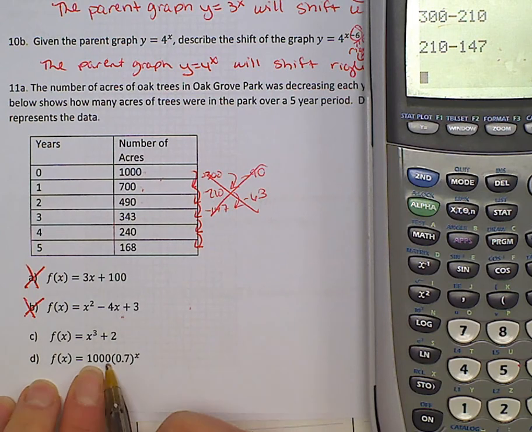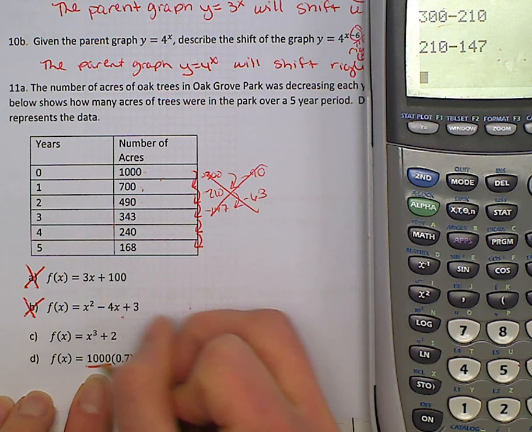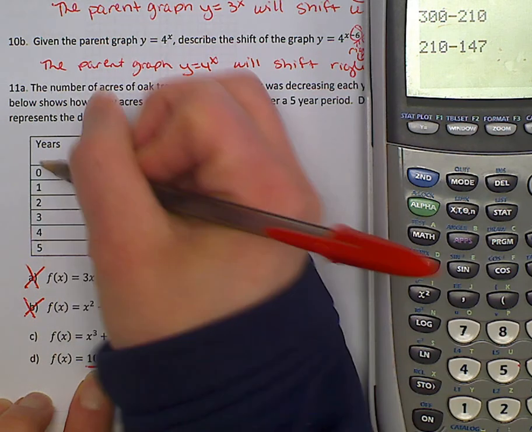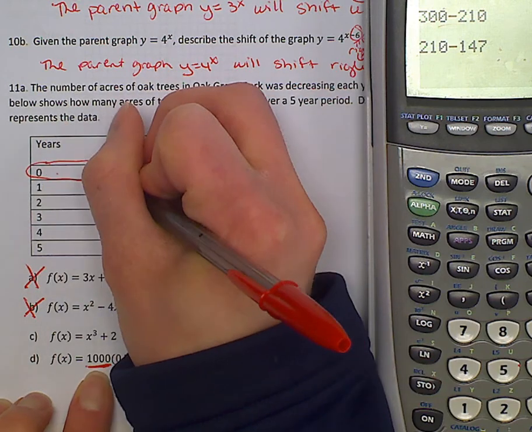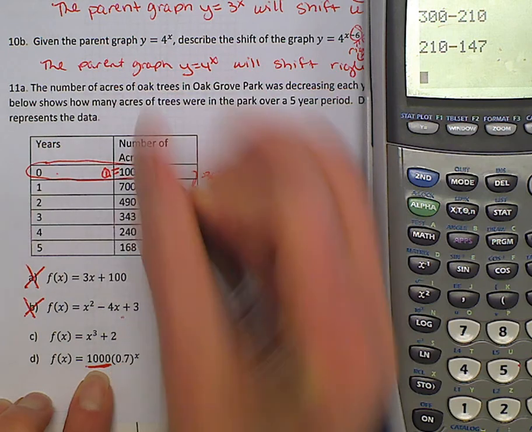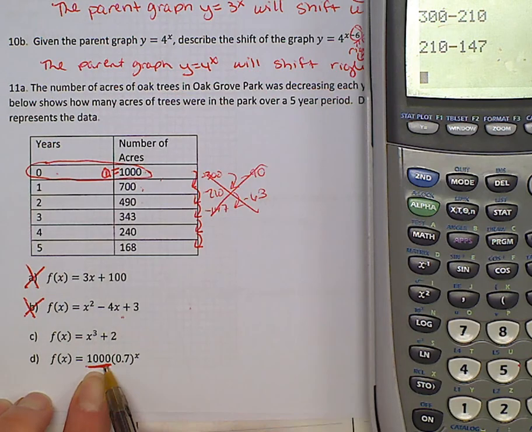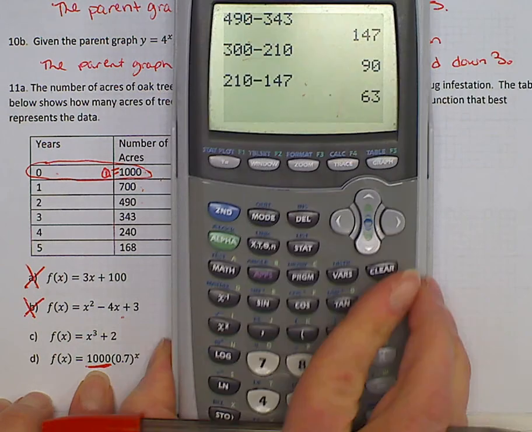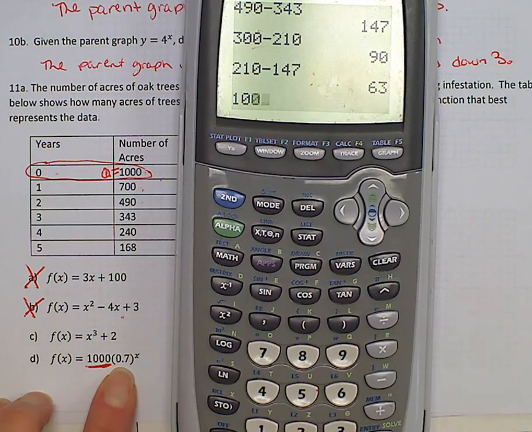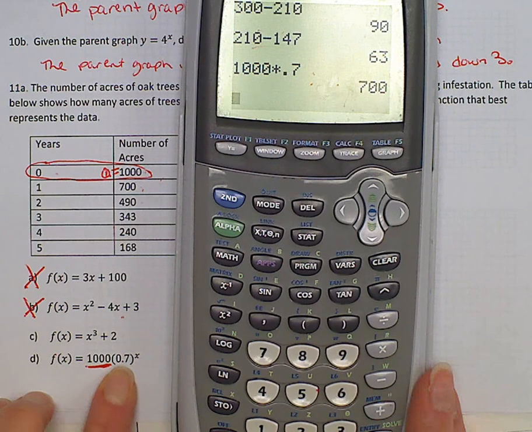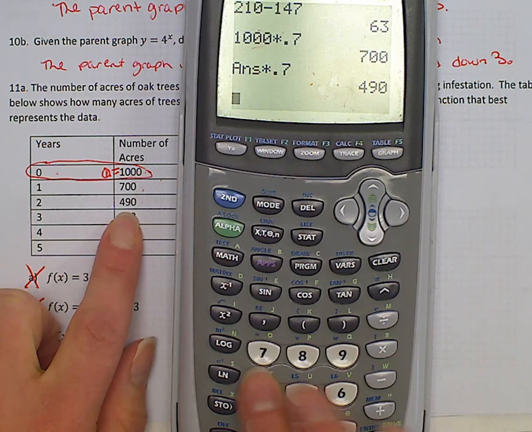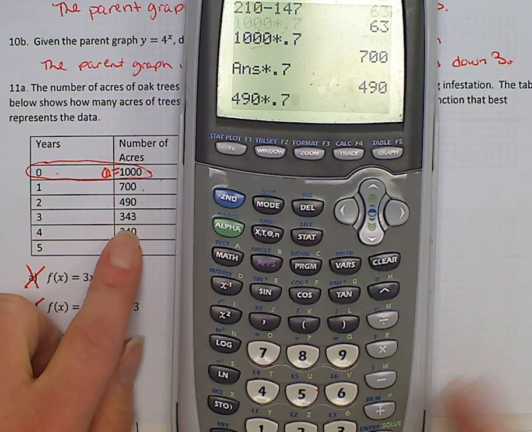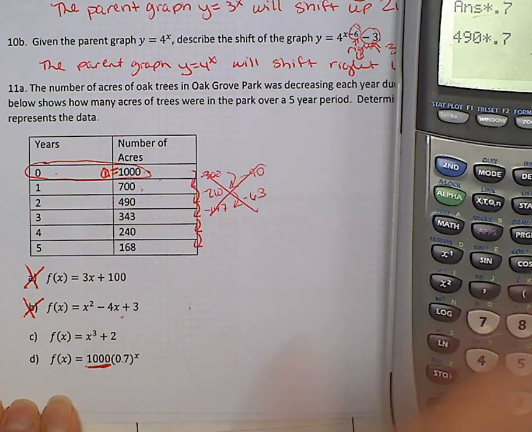When I look at D, though, I notice that it starts at 1,000. We know in an exponential function that 0 is our start, so A is our initial amount, which is 1,000. I'm going to see if these work with, let's see, 1,000 times 0.7 is 700. 700 times 0.7 is 490. 490 times 0.7 is 343. So I'm going to go with D being the correct option.